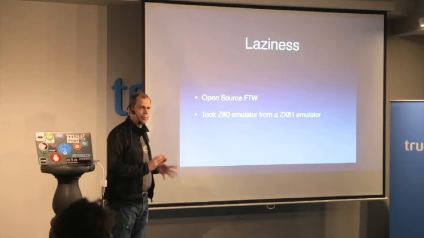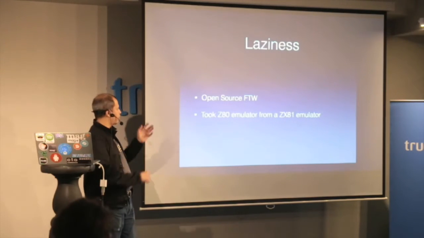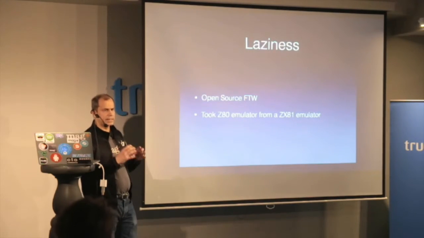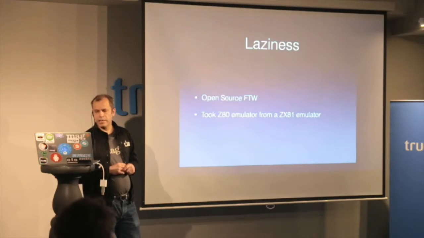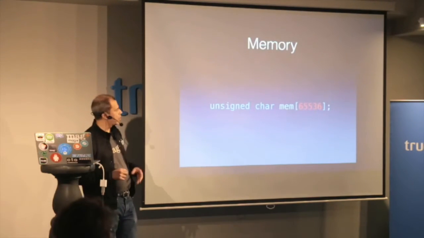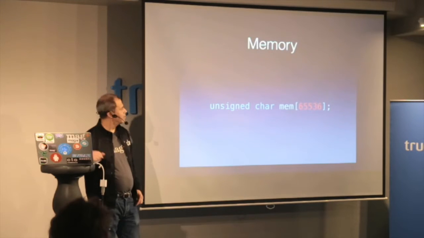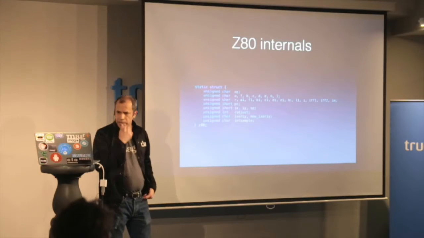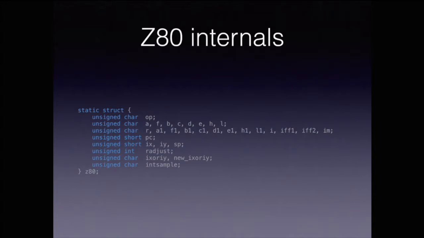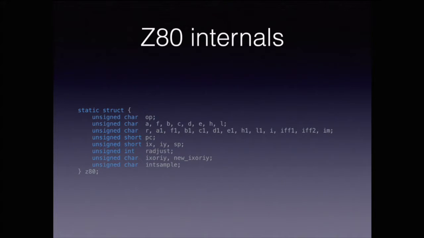And I'm very lazy. So I took this ZX81 emulator, chopped it up, and basically took the Z80 parts and started to make my emulator from. This is basically how you simulate the RAM. It's boom, you have memory and you access it. And the Z80 internals, it was all these things you saw. You have the program counter, stack pointer, and the registers. Really simple. I was too lazy to type that.